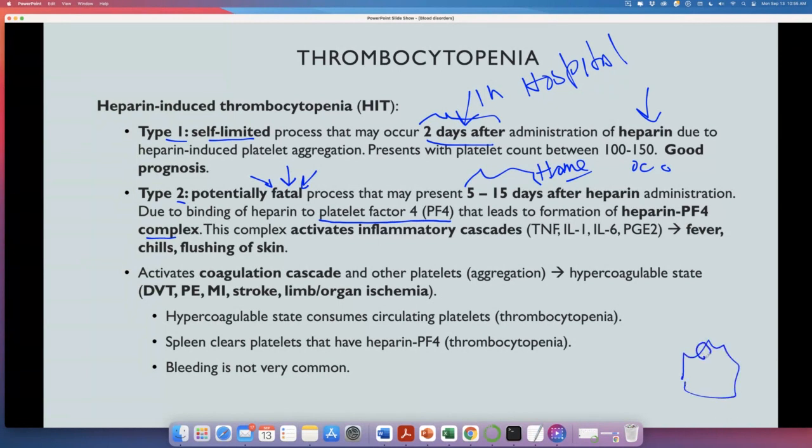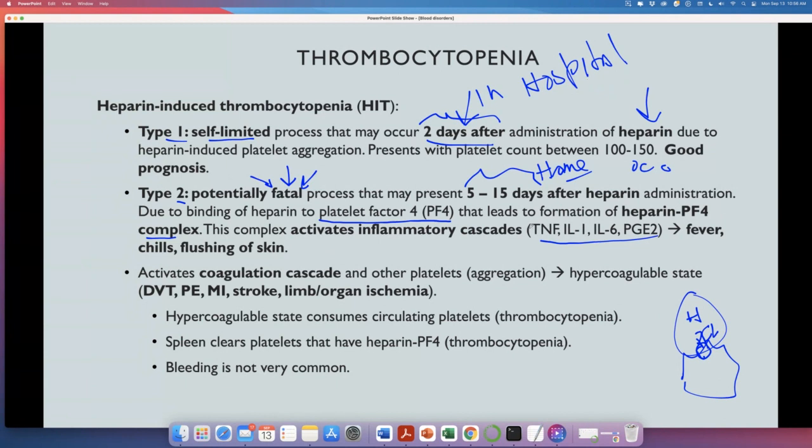Okay, let's say this is a platelet. They have a protein that is called PF4, and heparin binds there, now forming a weird thing on top of the platelets, and this will activate the inflammatory cascade, leading to a release of different cytokines, inflammatory cytokines going as crazy in the blood, producing fever, chills, flushing of the skin, and of course the bleeding. Notice that in the type 1, there is no fever, there are no chills, flushing, nothing like that, simply low platelets. And the consequences, of course, the superficial bleeding.